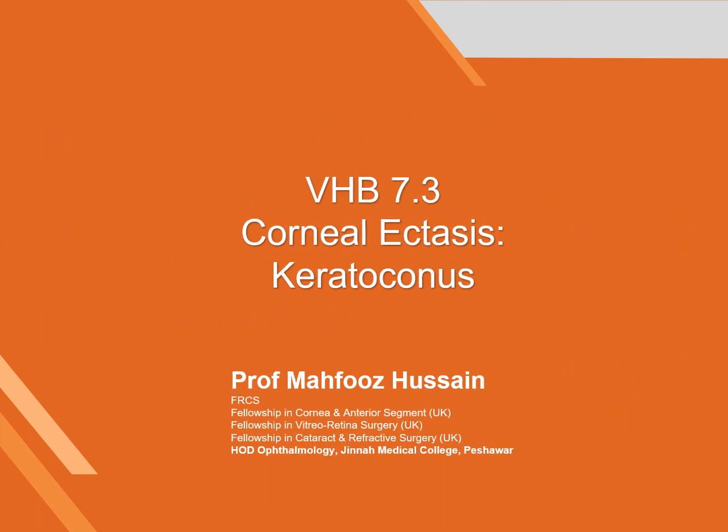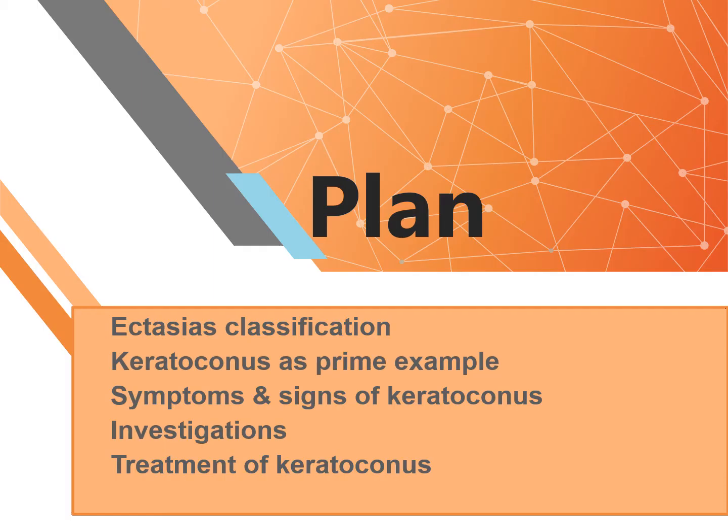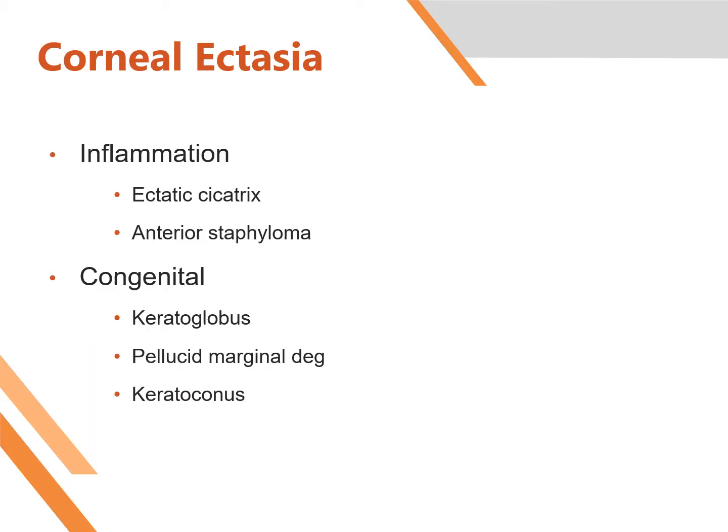In this lecture, VHB Chapter 7, Section 3, we will discuss the corneal ectasias, and the prime example of corneal ectasias is keratoconus. The plan of the talk is we will first classify ectasias, then we'll take up keratoconus as a prime example, then symptoms and signs of keratoconus, investigations and treatment of keratoconus.